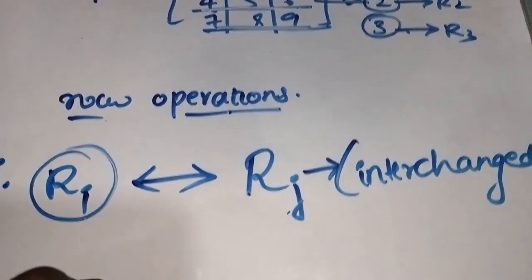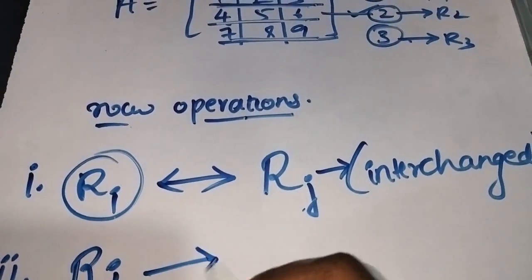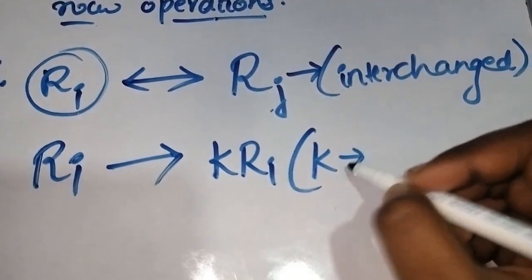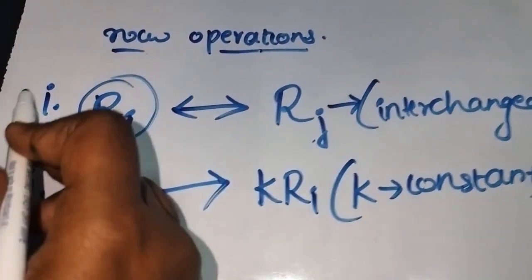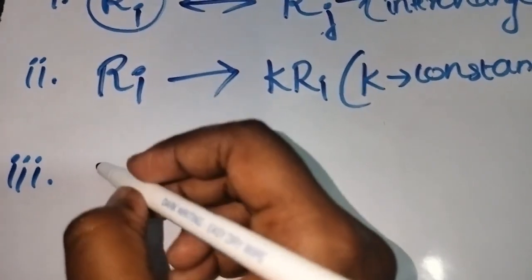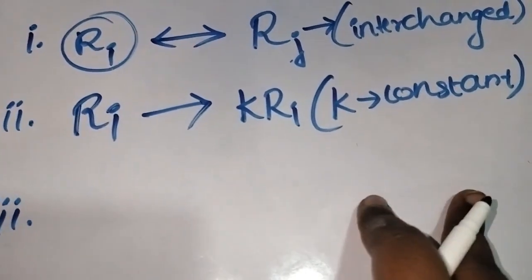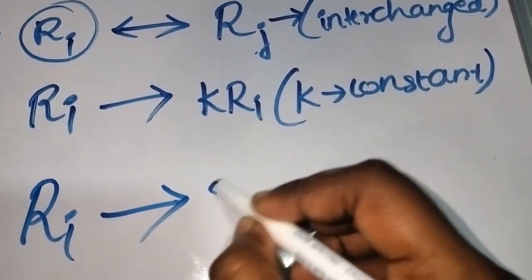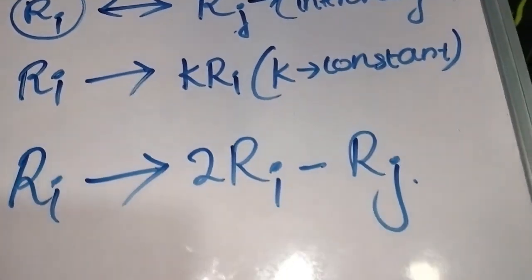And now case 2: any row of the matrix can be multiplied by any constant, where k is a constant. These operations are mainly made to form a new matrix. Case 3 is very important, in which we operate on two rows. Something like this: Ri gives rise to 2Ri minus Rj.